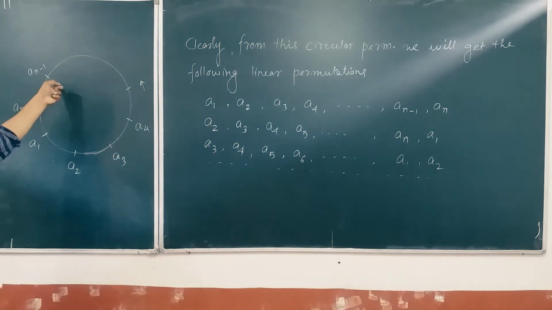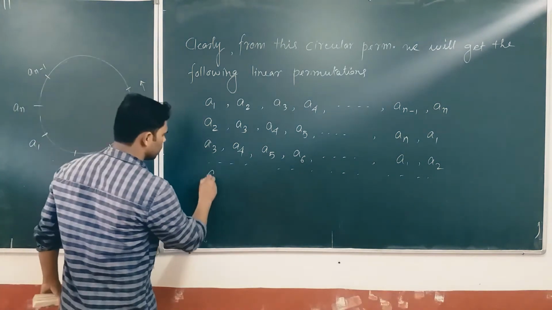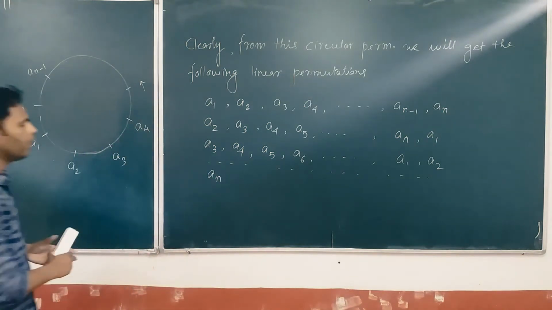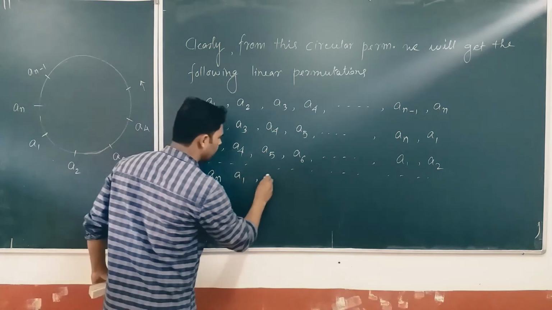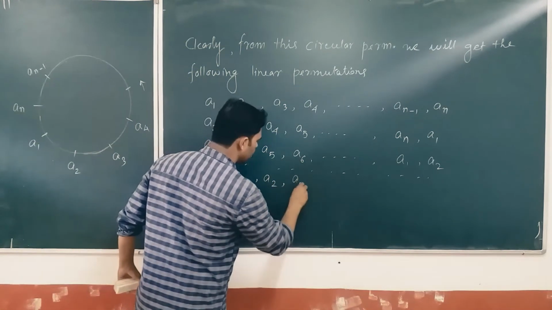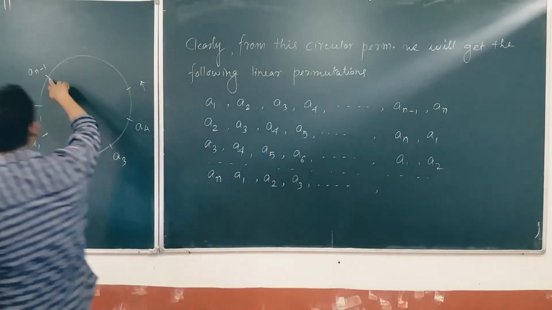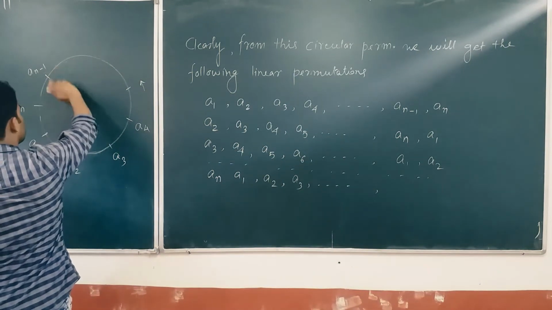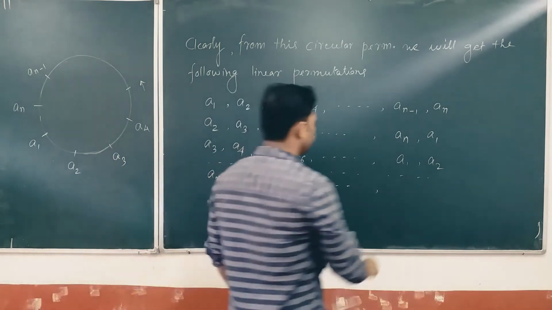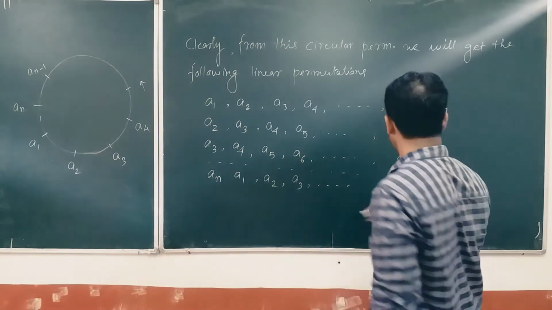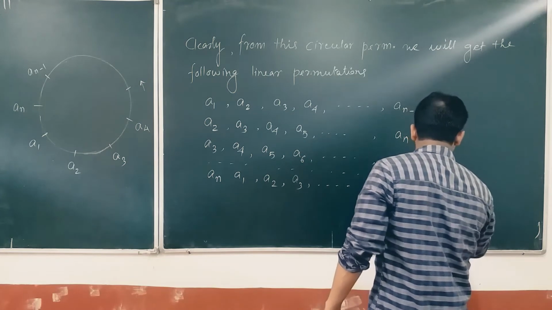It will begin from AN and finish at AN-1. Therefore AN first, then comes A1, then A2, then A3 and so on. Finally comes AN-2 and finally it will be AN-1.